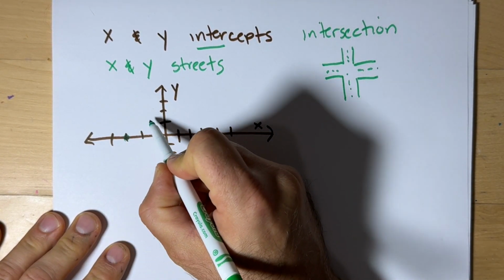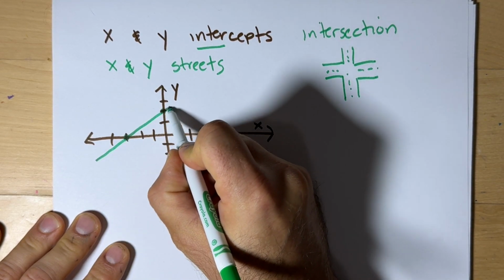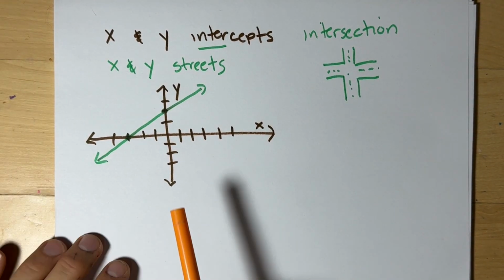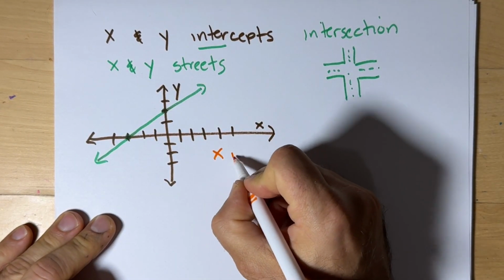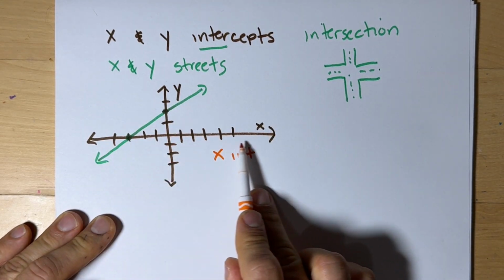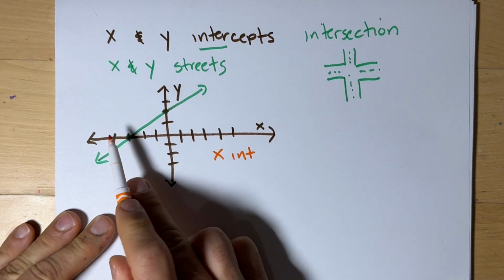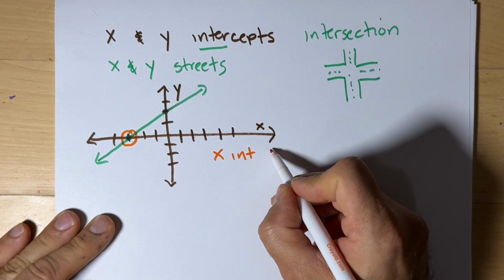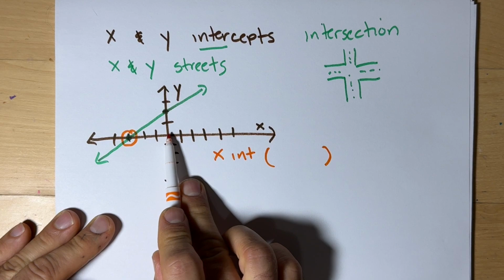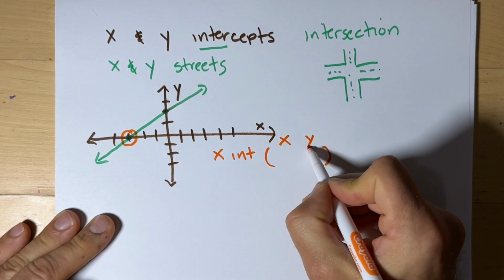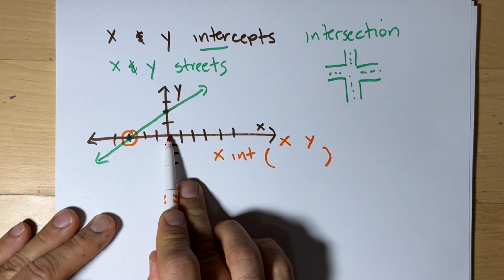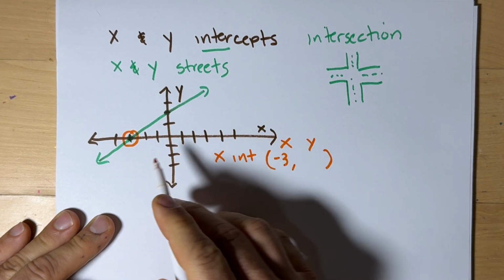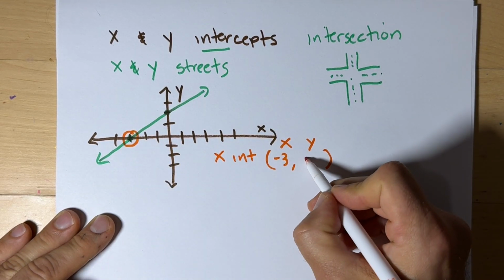I'm going to draw a line here with my green pen. And if I want to find my x-intercept, I'm asking for where I cross X street. This is my X street, and it's right here. We would often give it as a point. And when we give a point, we do our X value and then our Y value, alphabetical order. So starting at 0, 0, we go to the left 3, negative 3, and up or down 0.